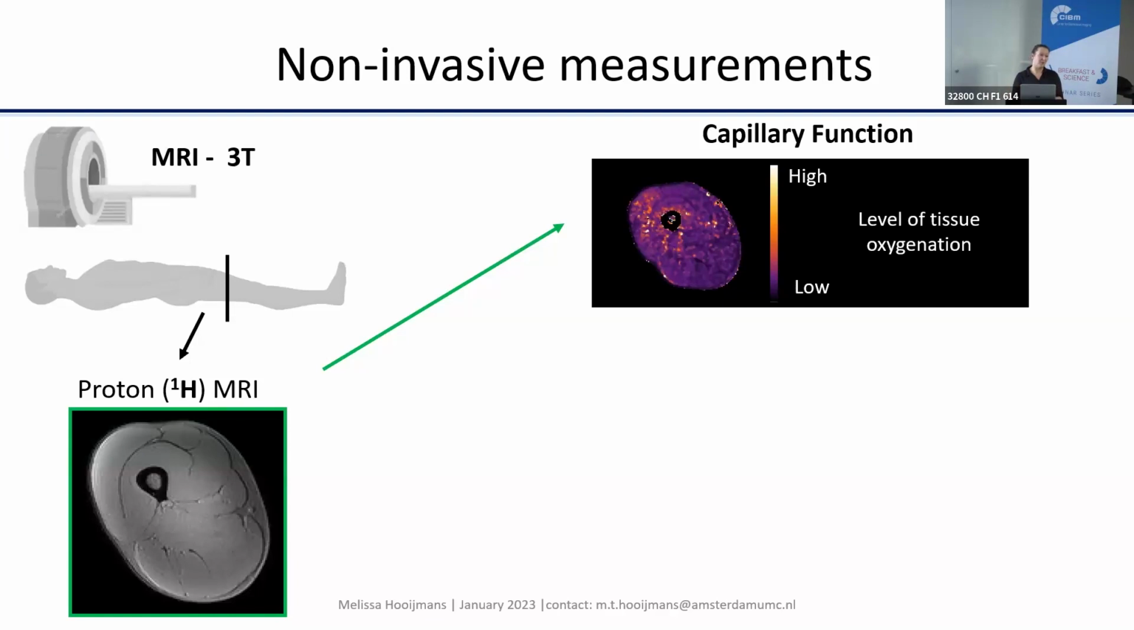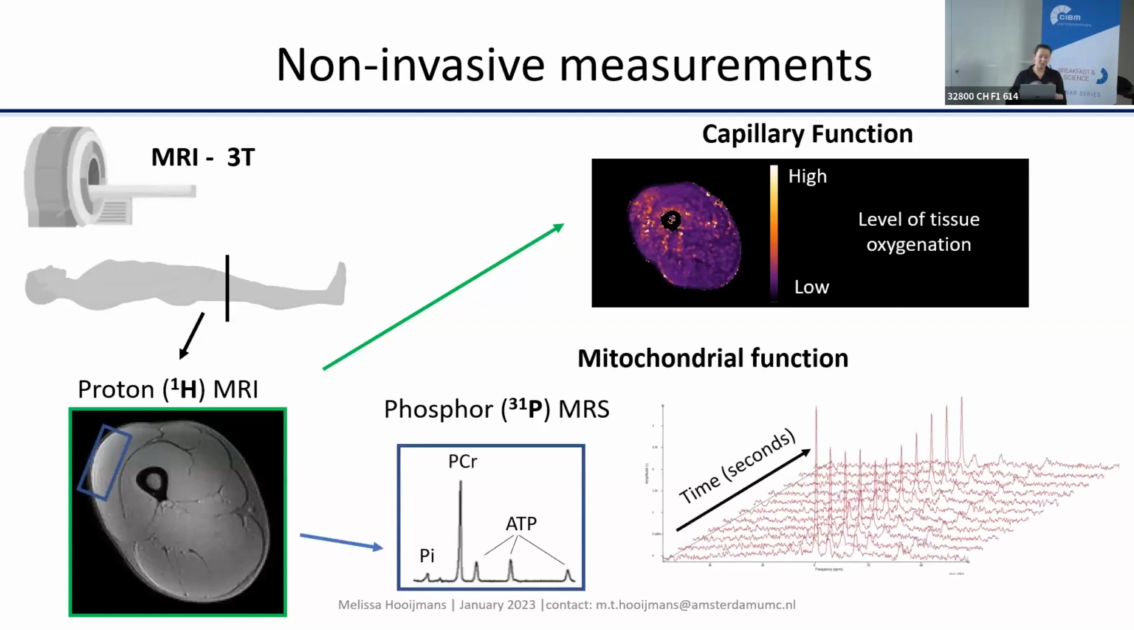In addition to that, you can also focus on another aspect, so using phosphorus spectroscopy, which has been done here also quite often, by placing a region of interest, a voxel of interest within the muscle of interest, and then within that voxel you measure different phosphorus metabolites. And the amplitude below the peak is an indication on how much of those metabolites are present within the voxel of interest in your muscle. And we can measure the dynamics of those peaks over time to give a better indication on how well the mitochondria within the muscle are working.